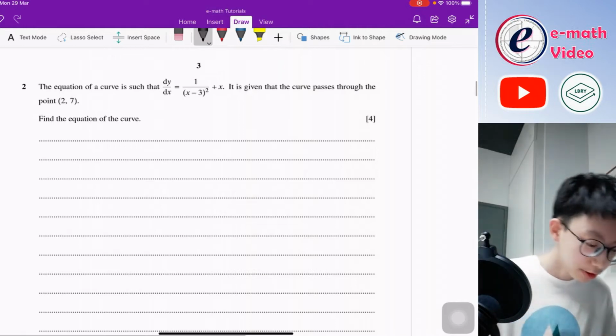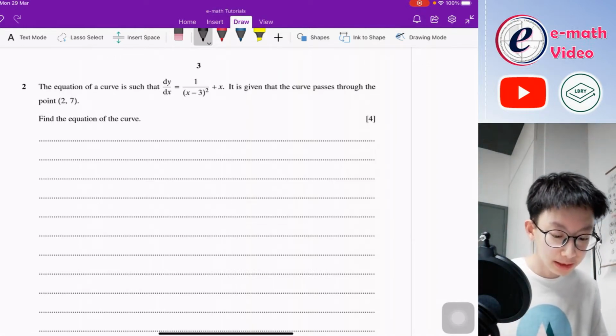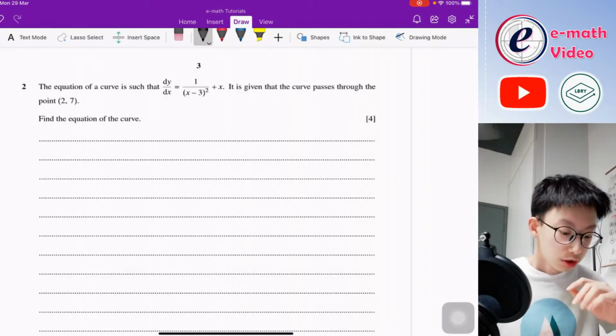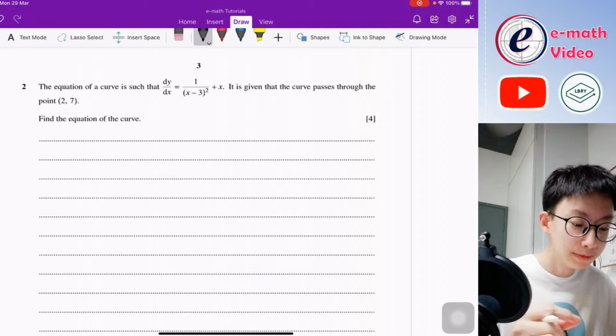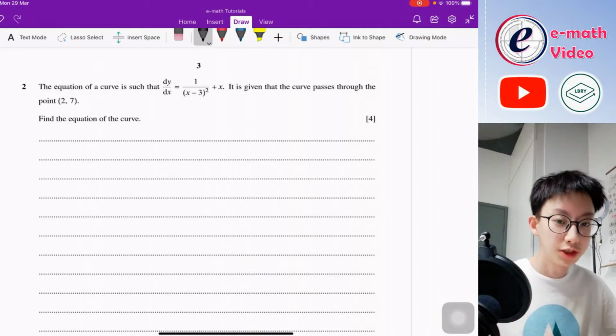Okay, question number 2. Okay, the equation of a curve such that your dy/dx is that one. It is given that the curve passes through the point (2, 7).